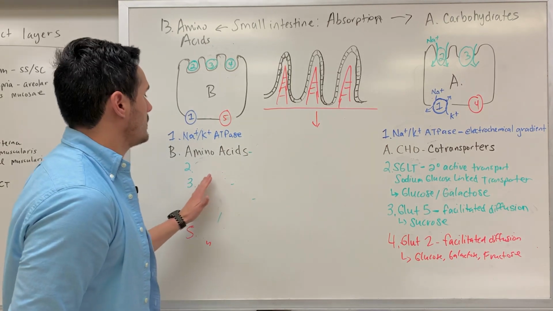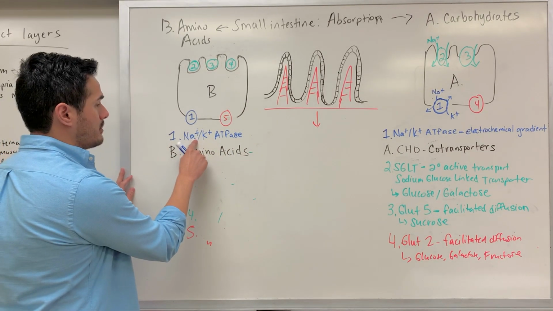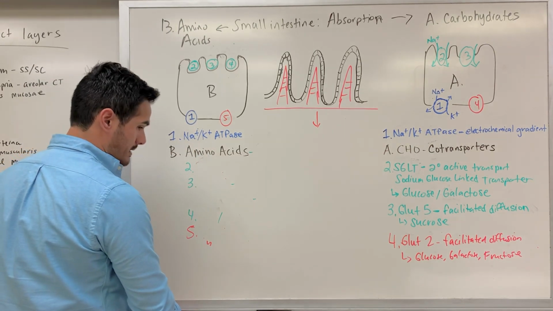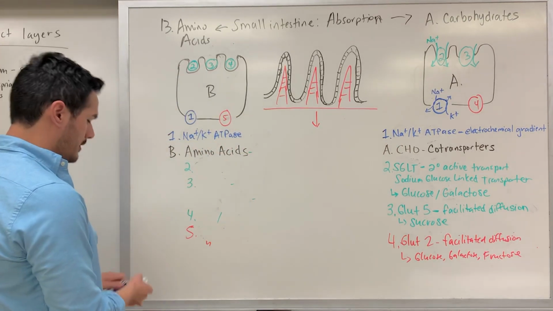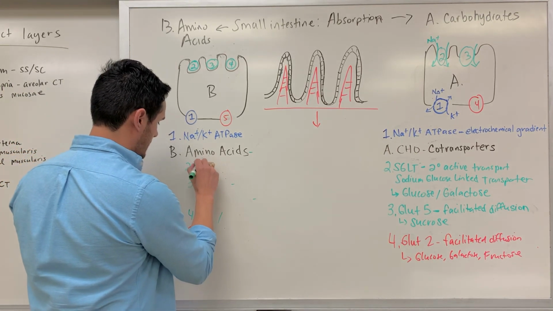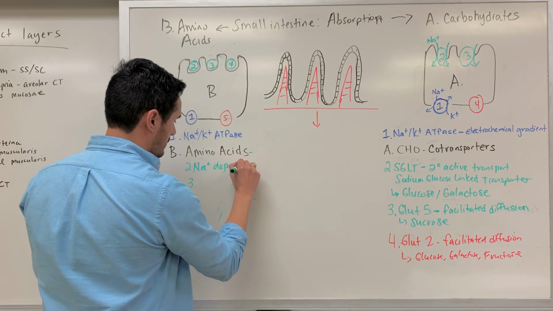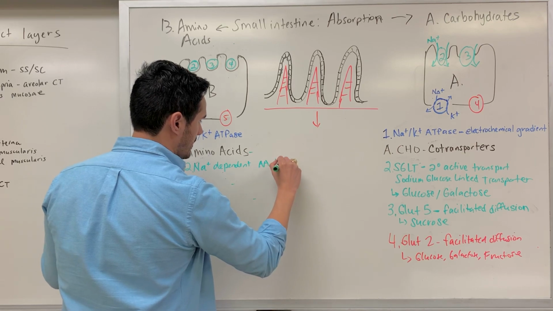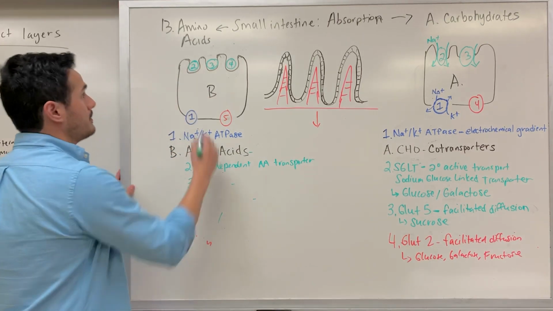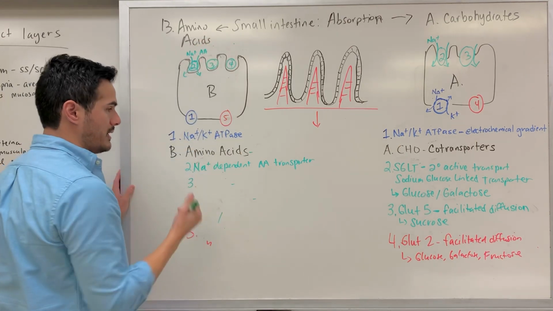So now we're going to move on to amino acids. I've already mentioned we're establishing the electrochemical gradient using the sodium potassium ATPase. But now how do we get the amino acids in? One of the first ones that we'll discuss is pretty similar to this one over here. So it's the sodium dependent amino acid transporter. So we're utilizing the same mechanism. Whenever sodium gets into the cell, we can then transport one of these single amino acids.